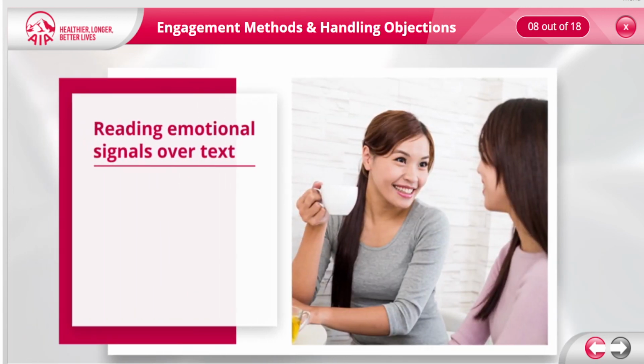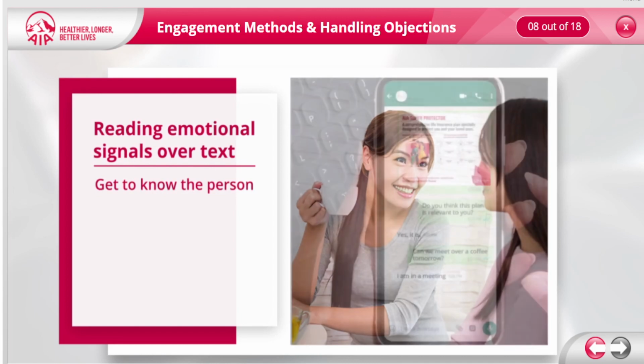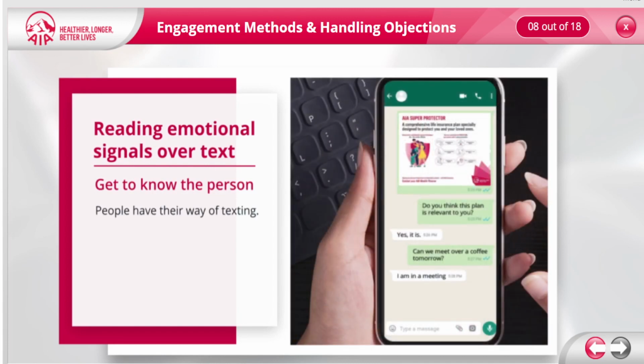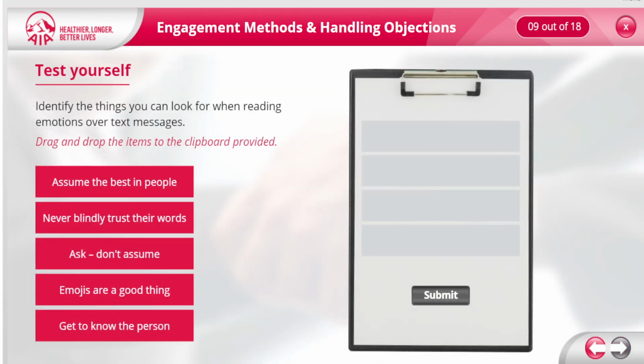Lastly, try and get to know the person. Generally, people have their way of texting, so it helps to understand and get used to how they text. You'll soon notice changes in the way they text. For example, suddenly using shorter sentences or taking longer to reply. Time to test yourself.